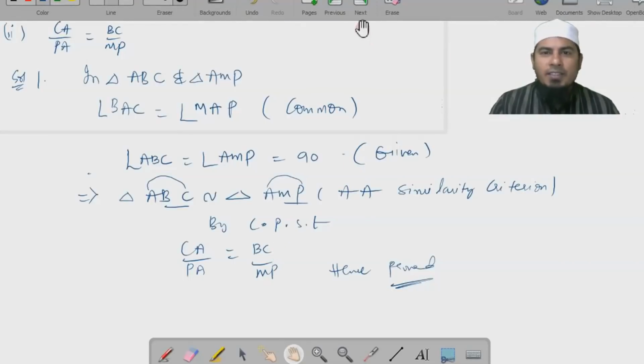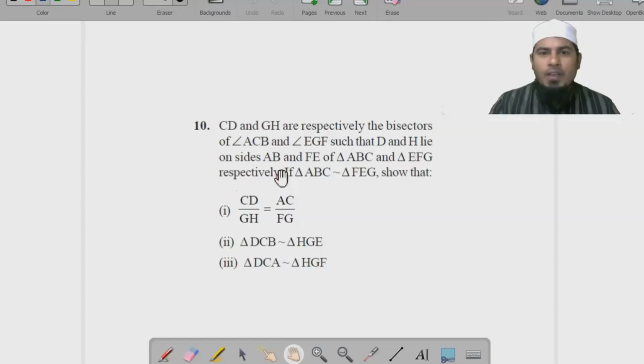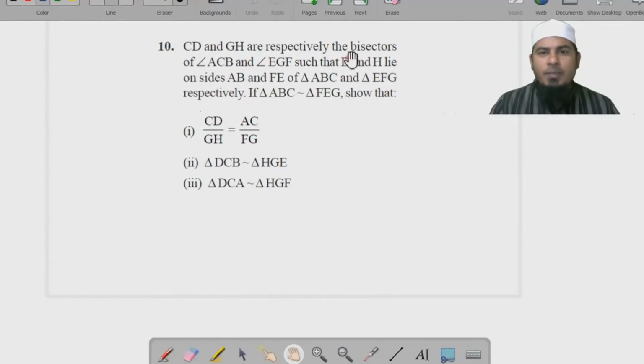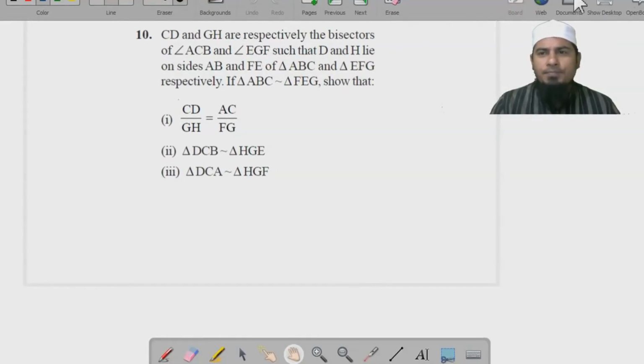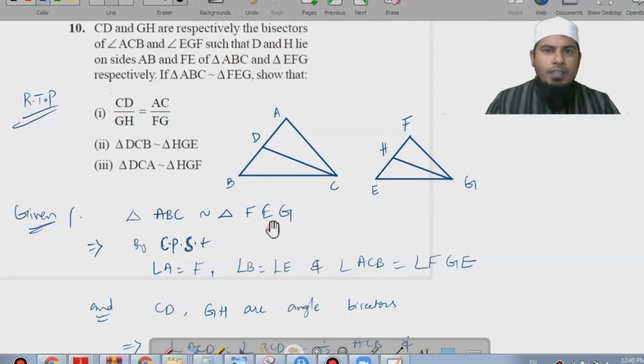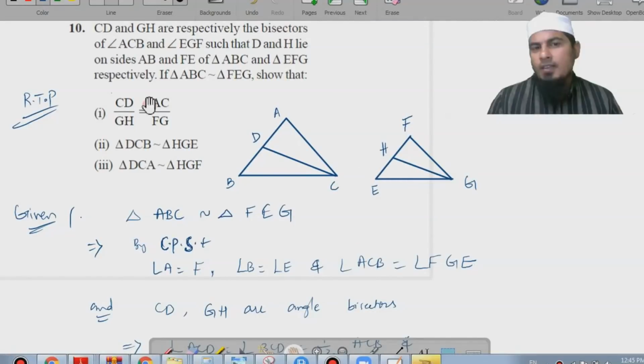Let us see the next one. Here is a question. CD and GH are respectively the bisectors of angle ACB and angle EGF, such that D and H lie on sides AB and FE of triangles ABC and EFG respectively. If triangle ABC is similar to triangle FEG, show that CD by GH is equal to AC by FG. Let us understand this with the help of a diagram. As we read the question, now with the diagram drawn, let us read the question once again.